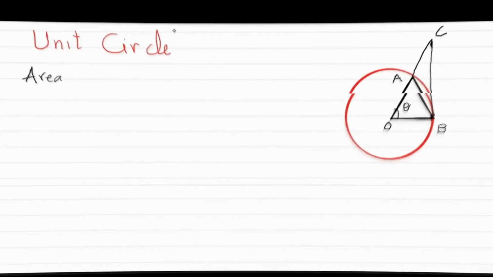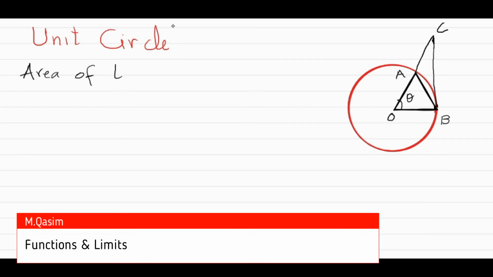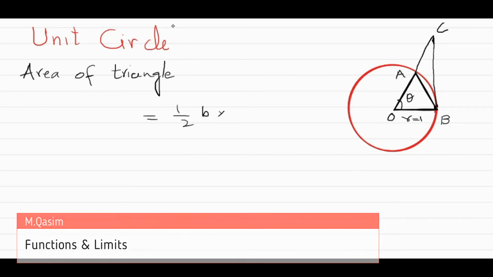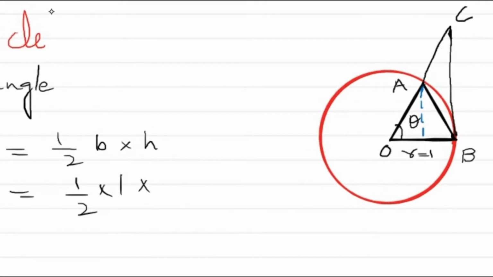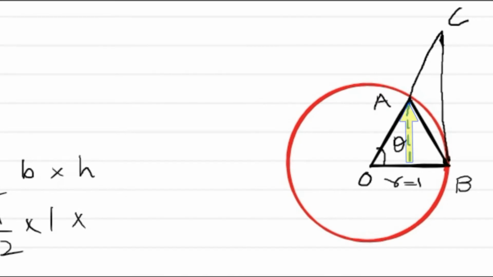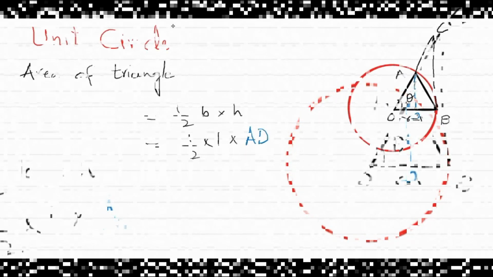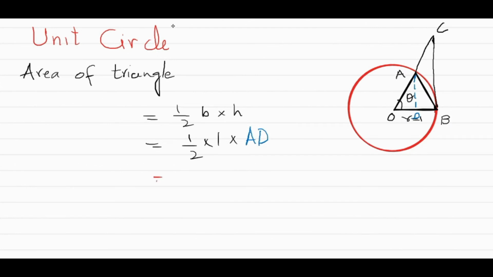Now the area of triangle OAB, which is the small triangle, is half times base times height. As the base of the triangle is the radius, and we know that the radius of the unit circle is 1, I put 1. And for the height of triangle OAB, I put the height as AD. Therefore the area of triangle OAB becomes half times AD.